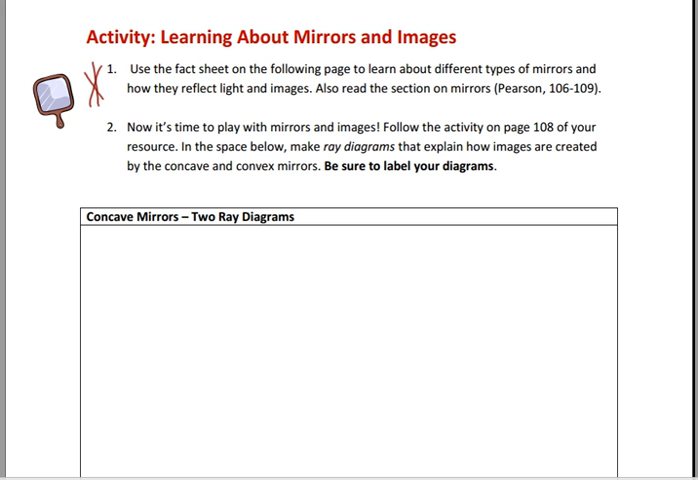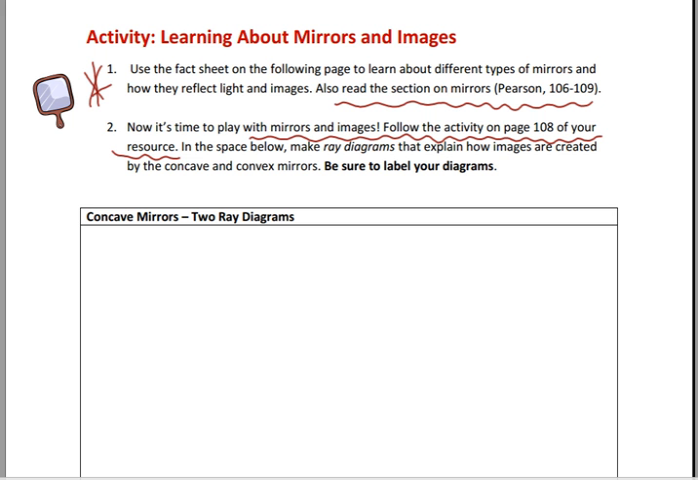You'll use the fact sheet on the following page of the lesson to learn about different types of mirrors and how they reflect light and images. And you should also read the section on mirrors in your text, and that'll be Pearson 106 to 109. Once you've done that, it's time to play with mirrors and images, and you'll follow the activity on page 108 of your resource to do that.